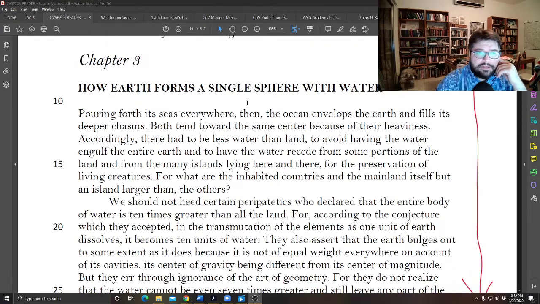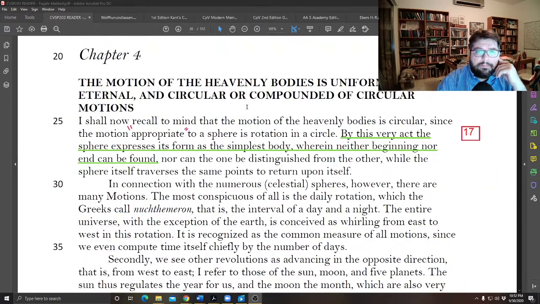So when he turns to the section on how the motion of the heavenly bodies is uniform, eternal, and circular, something very similar is going on. He says, "I shall now recall to the mind that the motion of the heavenly bodies is circular, since the motion appropriate to a sphere is rotation in a circle." So it's appropriate for a sphere to rotate in a circle. Not just any path that returns to itself, but a perfectly uniform path. He says, "By this very act, the sphere expresses its form in the simplest body, wherein neither beginning nor end can be found." So there's this odd idea here that the sphere expresses its form by moving in a circle in its act.